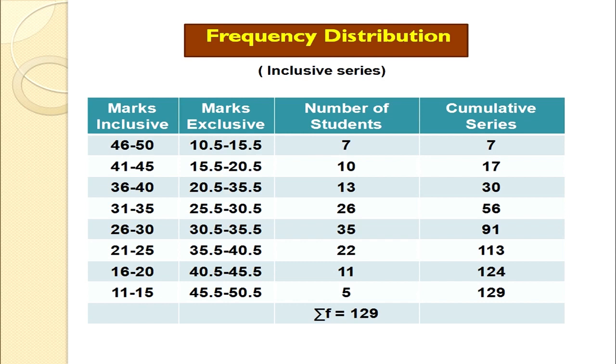Now, the next step is we have to make a column for cumulative frequency. Now, it is 7, 7 plus 10 comes to 17, 17 plus 13 comes to 30, 30 plus 26 comes to 56, 56 plus 35 comes to 91, 91 plus 22 comes to 113, 113 plus 11 comes to 124, 124 plus 5 comes to 129. And see over here, we have cross checked also. The sum of the frequency is also 129. So, we have done absolutely right.